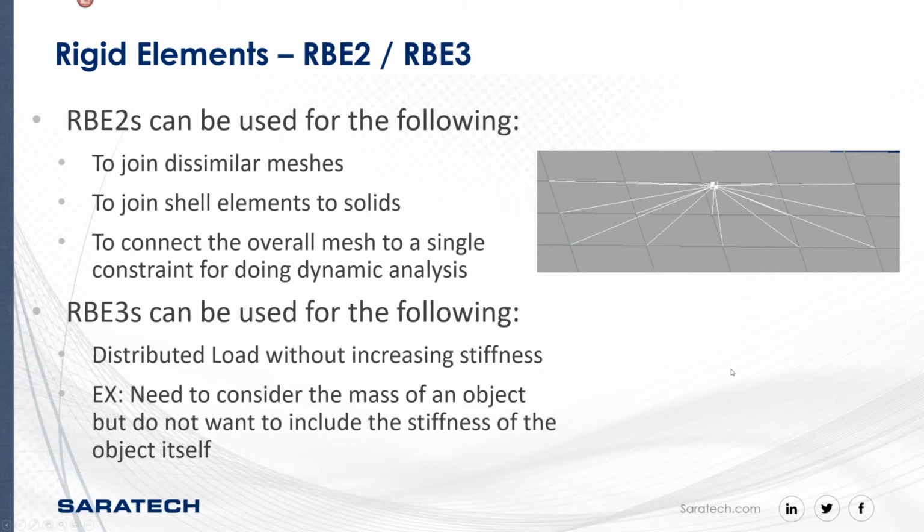Hey, Dan. We actually have a question from the audience. Yep. And the question is, can you explain why RBE3 has a DOF for both the dependent and independent nodes, and an RBE2 doesn't? Yes.